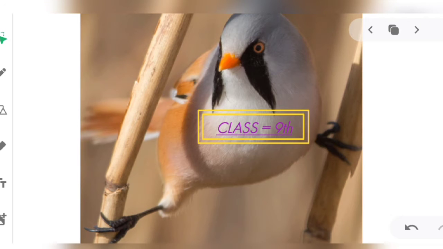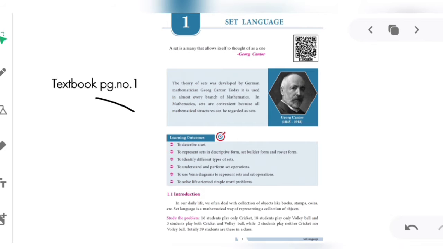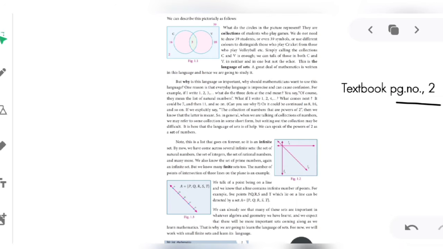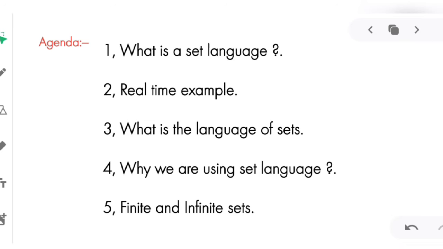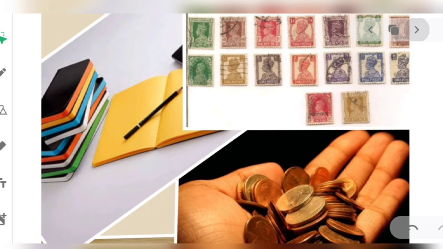Today we are going to learn the lesson for class 9, chapter 1, set language. Please note textbook page number 1 and page number 2. In this video we are covering the content of these two pages. We are going to learn what set language is, a real-time example, the language of sets, why we are using set language, and finite and infinite sets. We are going to learn these topics in this video.